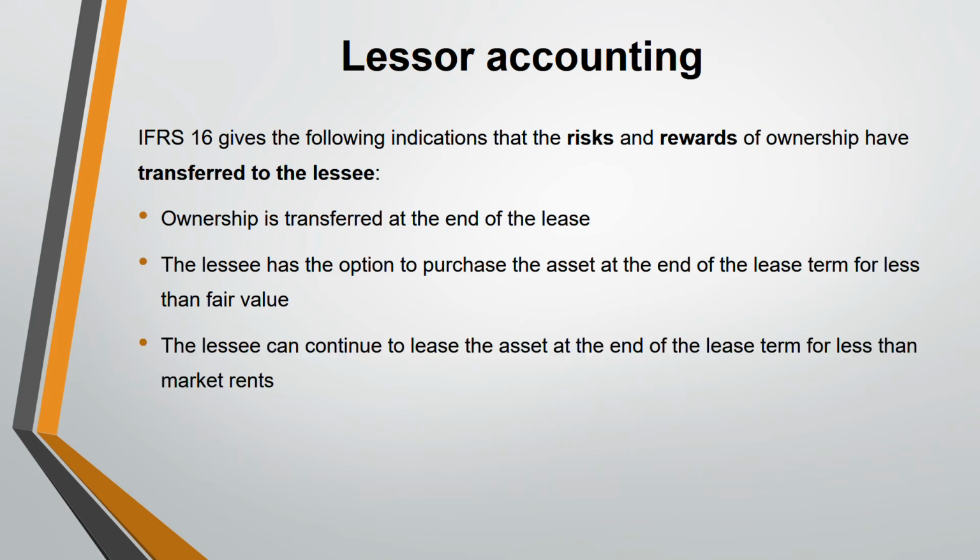The lessee continues to lease the asset at the end of the lease term for less than the market rent. Who is doing it? The lessee. The lessee has taken a lease from the lessor. After that, the lessee is now leasing it to someone else, but for less than the market rent. Because he's leasing it for less than the market rent, it's a risk and a loss for the lessee. He is bearing the risk, that's why it's a finance lease.